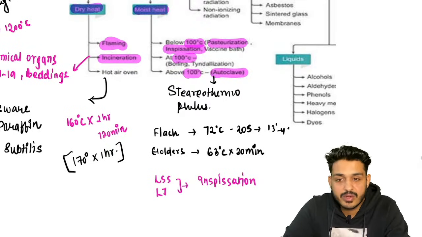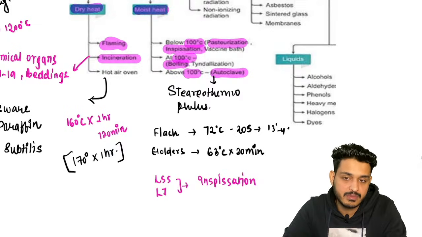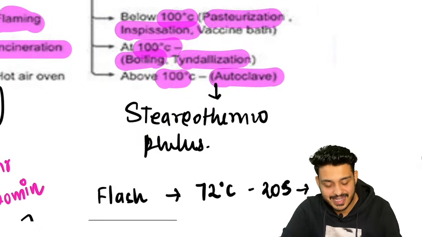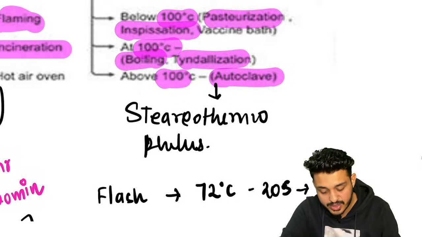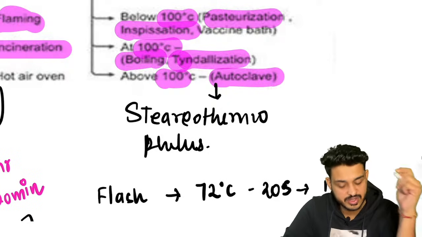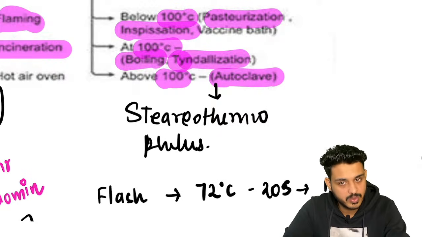We can do at 100 degrees, we can do boiling. If the same boiling is done for 3 consecutive days, 3 दिन तक, this is known as Tyndallization. Boiling, remember, does not kill the spores. Tyndallization can kill the spores, right?